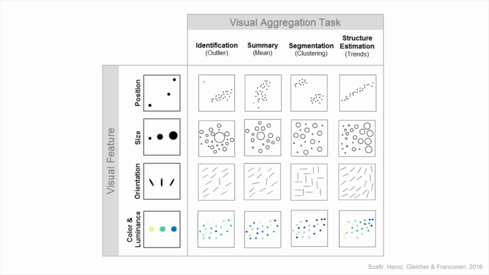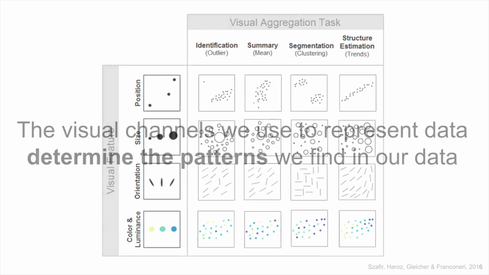So the first is finding interesting values. The second is computing aggregate statistics. The third is finding different interesting groups of points. And the last was looking at different structures and patterns we might see within that data. So we can actually turn to results from vision science to try to understand exactly what is going on in our visualization and how we might make it better.